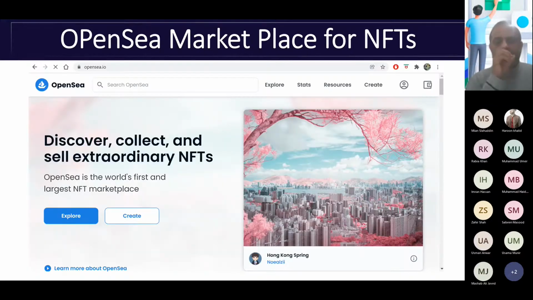So this is the marketplace. It is one of the marketplaces. The most famous one is the OpenSea marketplace for NFTs. And on the website, I'll take you to the website as well. It says this is Hong Kong Spring, and this is digital art.